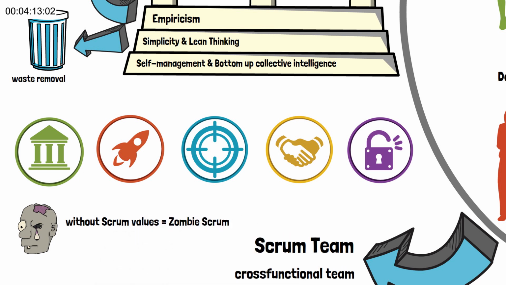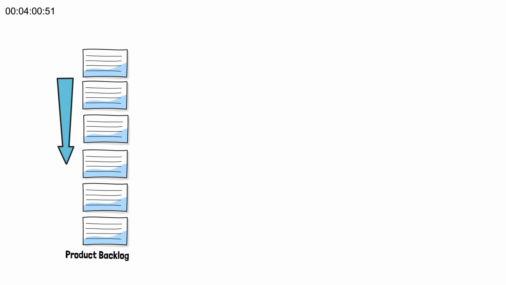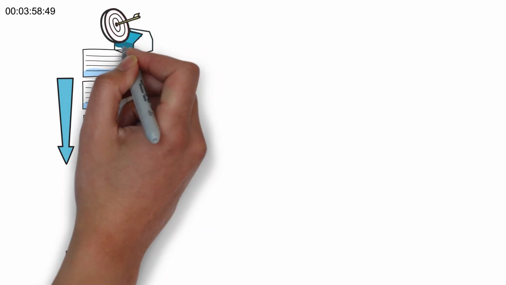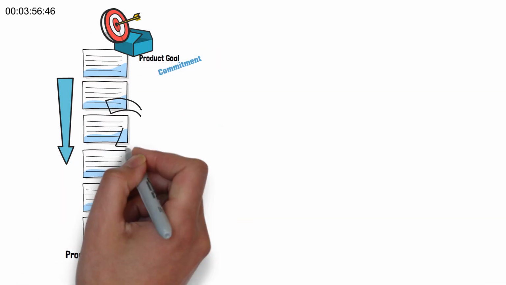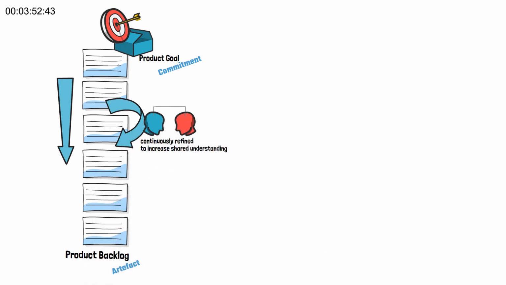Besides the 3 accountabilities, the Scrum framework also consists of 3 artifacts with their respective commitments and also 5 events to enable empiricism. The product backlog, one of the artifacts in Scrum, is an emergent, ordered list of what is needed to improve the product. It has a commitment to achieve the product goal. The product backlog is continuously refined from sprint to sprint to increase shared understanding in the Scrum team.